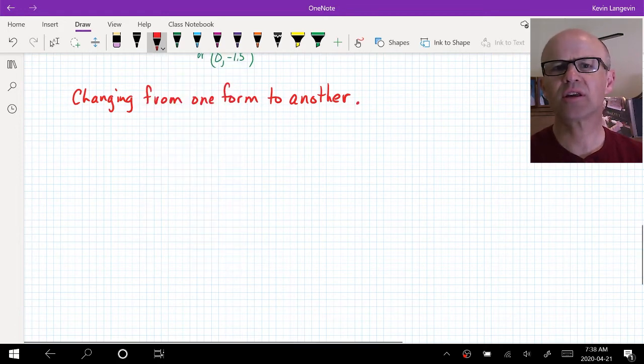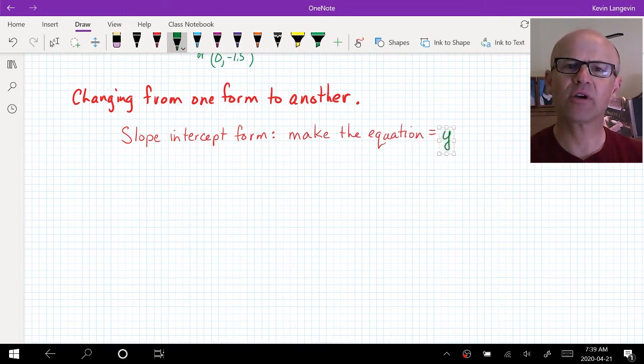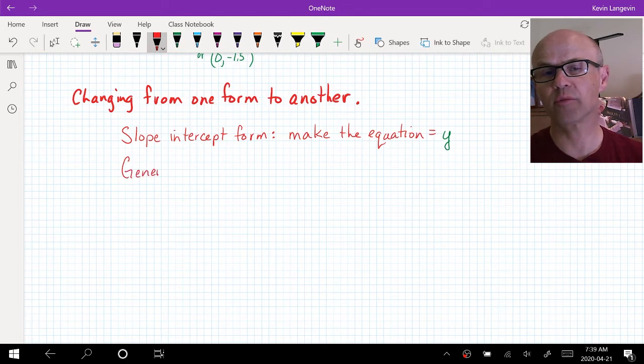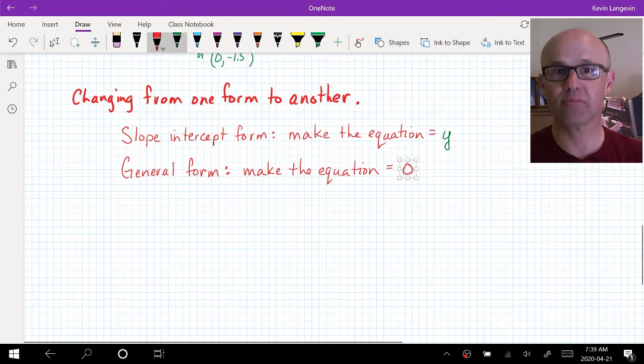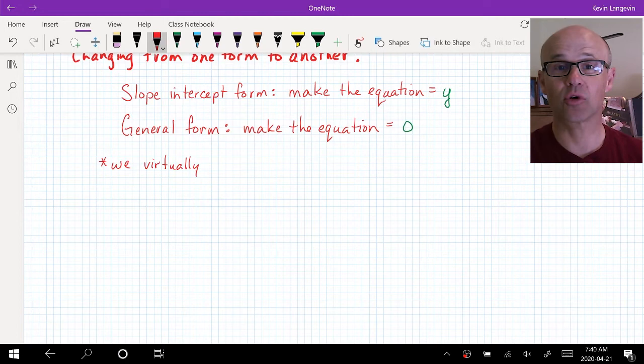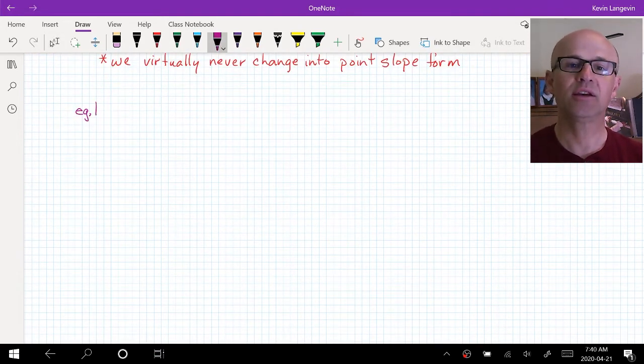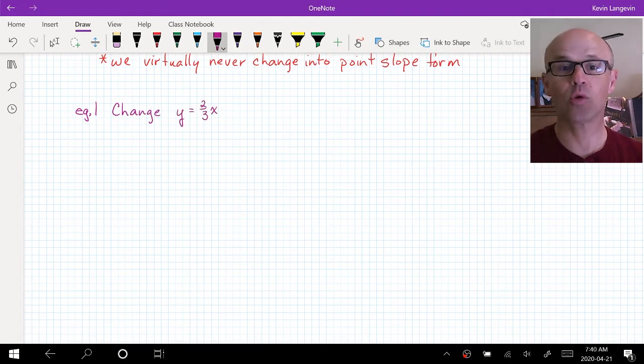So that's how we go about using the table form or the xy intercept form to draw a graph. What I want to look at now is how to actually change from one form into the other. Because ultimately, we're all going to develop our own favorite method of working with things. My personal favorite is the slope-intercept form, y = mx + b. So to change something into slope-intercept form, we want to make the equation equal y. To change it into general form, we want to make the equation equal to 0.